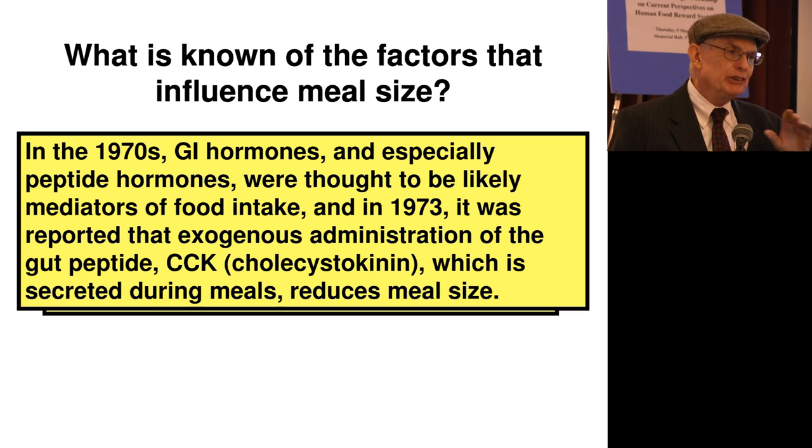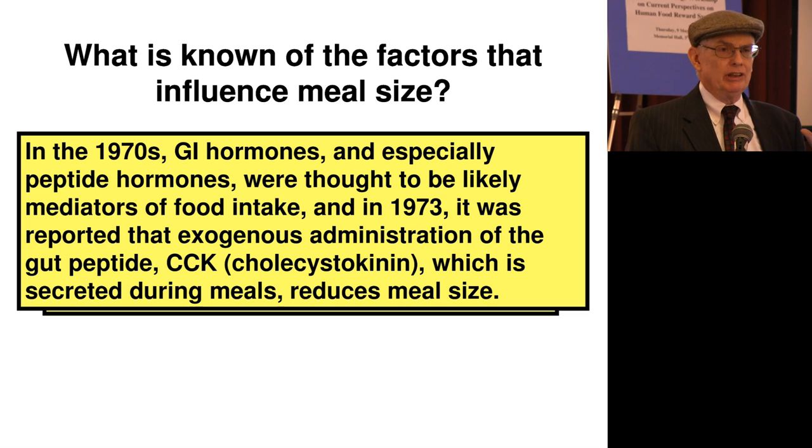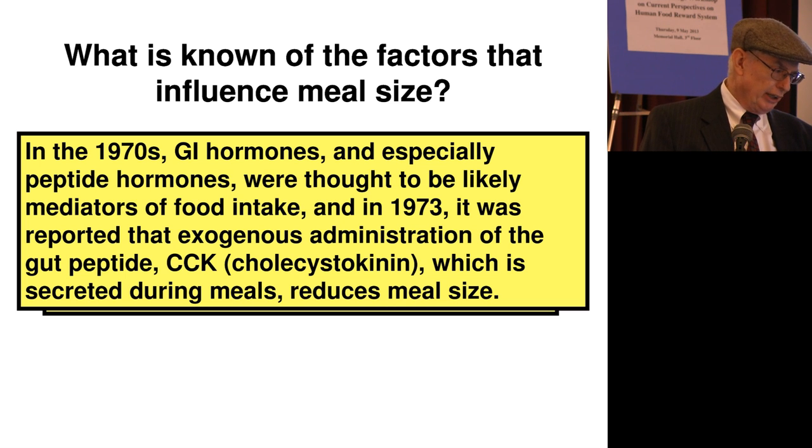1973, Jim Gibbs and Jerry Smith at Cornell did a landmark study. It was done in rats. They took the hormone that comes from your intestine when you eat, cholecystokinin, and injected it into rats.